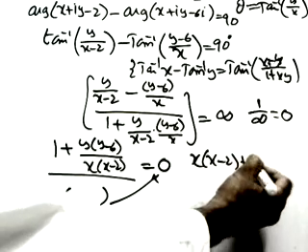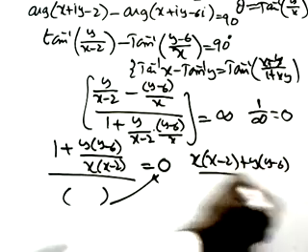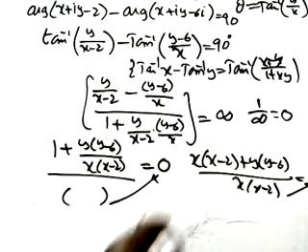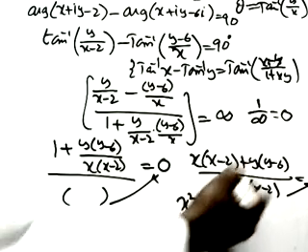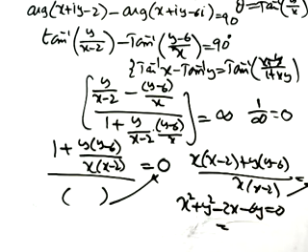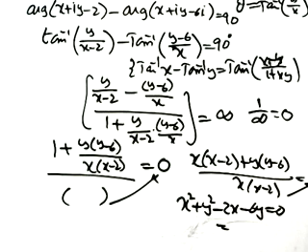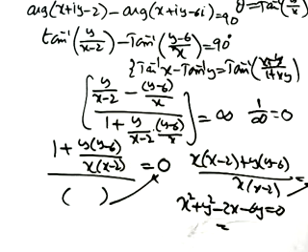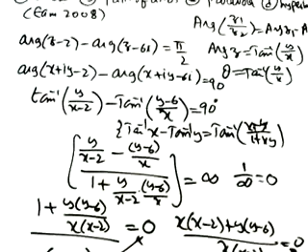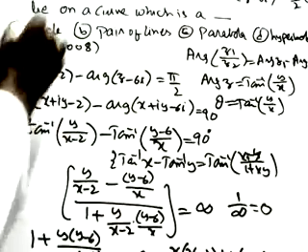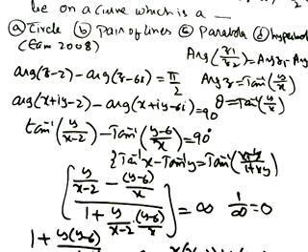If you take the LCM, x into x minus 2 into 1 is x into x minus 2 plus y into y minus 6, divided by x into x minus 2, equals 0. Again, if you bring this over, it will be 0. So multiplying, x into x is x square, y into y is y square, minus 2x minus 6y equals 0. Actually this is the equation of a circle, with the endpoints of a diameter. So this is the circle, the first answer we have.